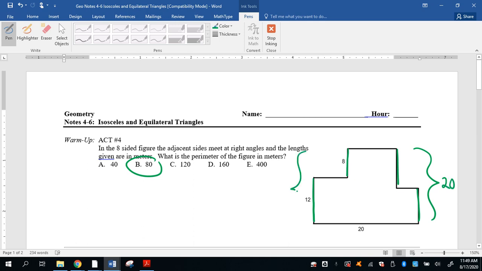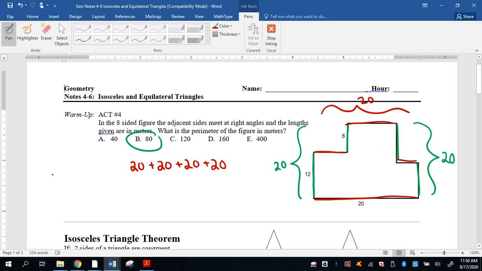And then horizontally, we have the 20 on the base, and then that width across is also 20. So we have a total of 20 plus 20 plus 20 plus 20, which is 80. So good job if you got B. Let's go ahead and finish this chapter with the isosceles and equilateral triangle theorem.